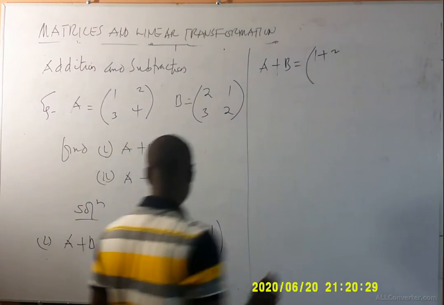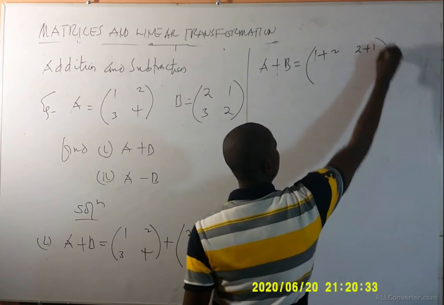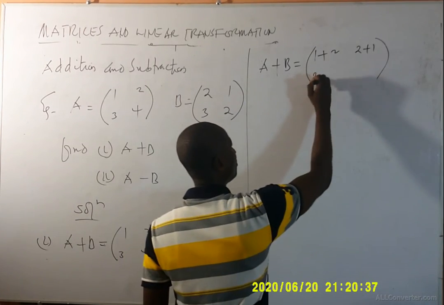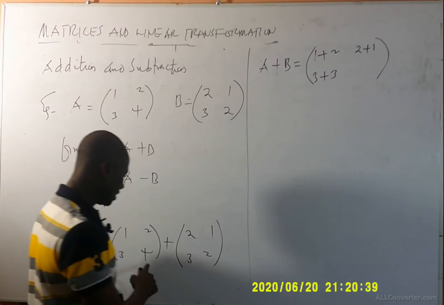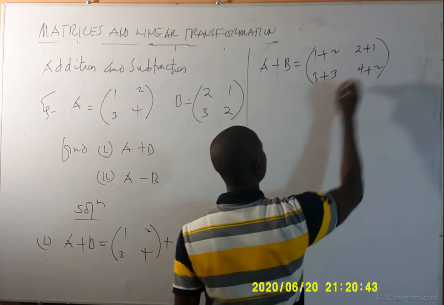There you leave a space. Then we have 2 plus 1. You close it. You come down here. We have 3 plus 3, then finally we have 4 plus 2.